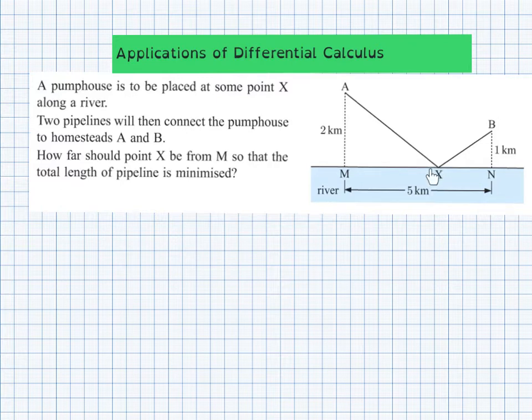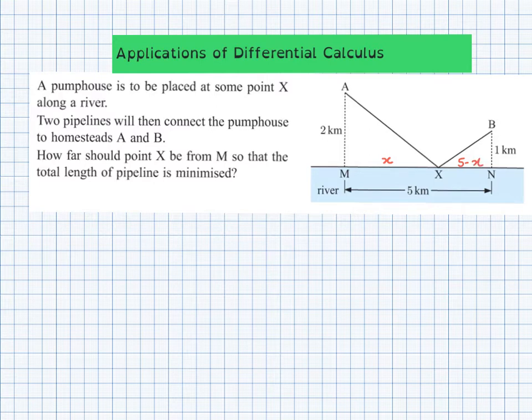In order to find AX, we're going to see if we have anything given. We can see that length AM is 2 kilometers. MX is not given, so we're going to label MX as small x. That's going to be the length of MX. And if the whole length M to N is 5 and M to X is small x, then X to N, this part here, is 5 take away x.